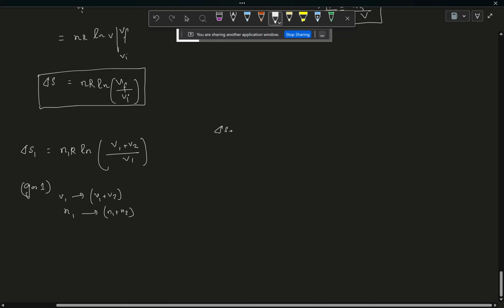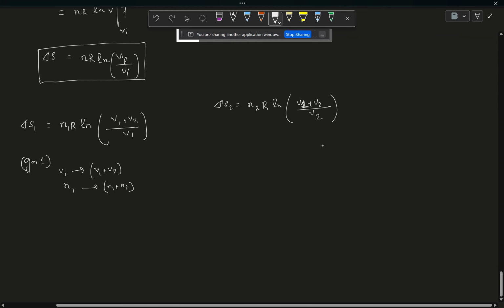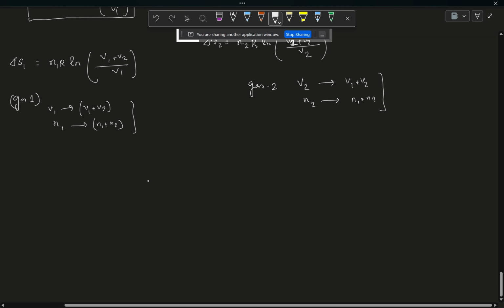Similarly, for gas 2, because that is also an ideal gas, hydrogen, the number of moles is different. It is N2, and then the initial volume and final volume are: the final volume is again the same V1 plus V2, but the initial volume is now V2. So this is for gas number 2, where the volume changes from V2 to V1 plus V2, and the mole number changes from N2 to N1 plus N2. So these are the two contributions.